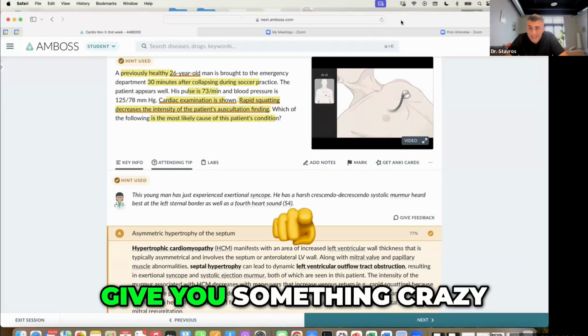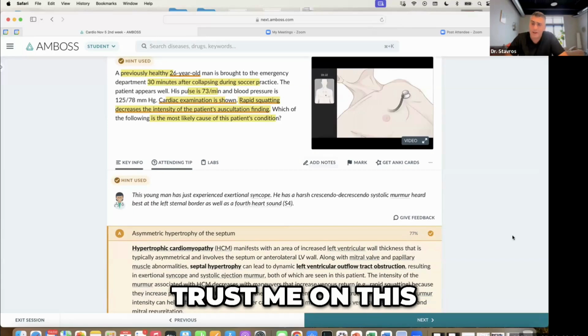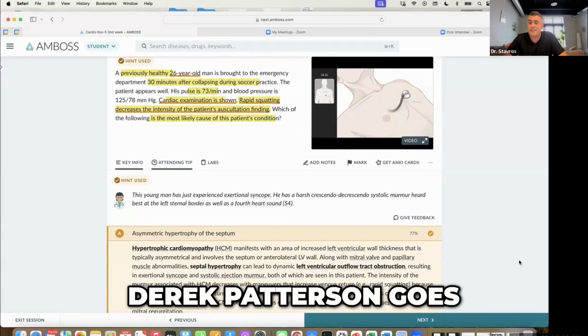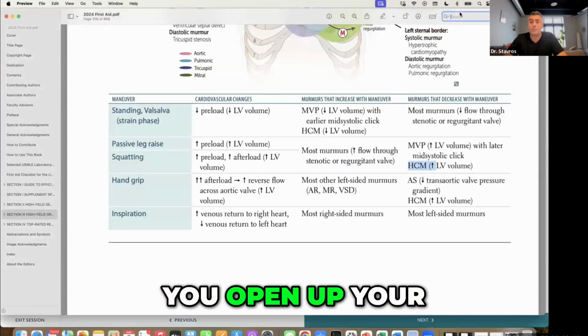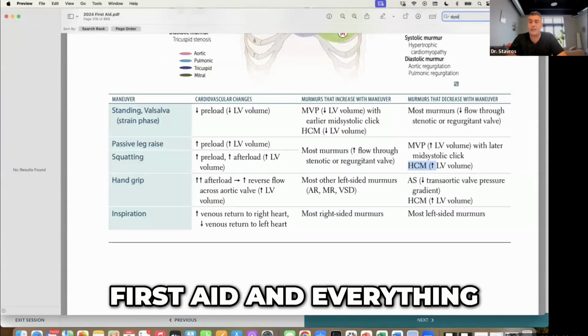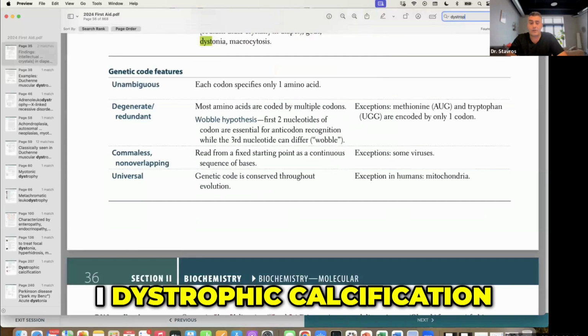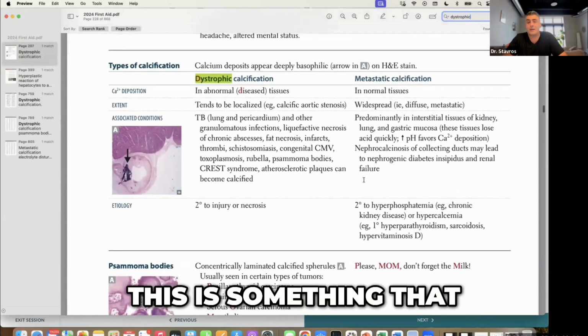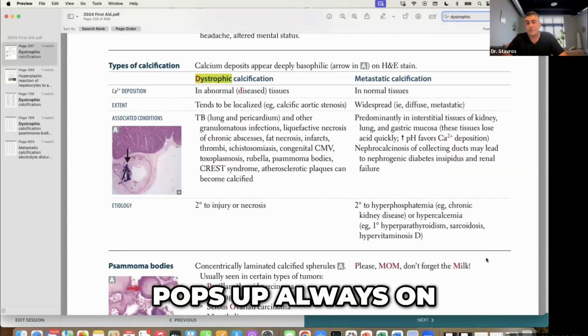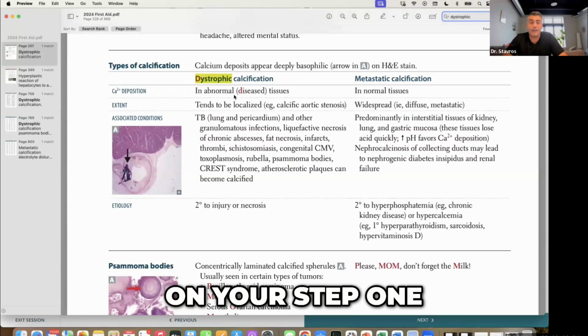They're not going to give you something crazy. It's going to be something light. Trust me on this, right? Derek Patterson goes, dystrophic. Yes, man. Dystrophic calcification is the way to go. When you open up your First Aid and look up dystrophic calcification, here we go. This is something that pops up always on your Step 1.